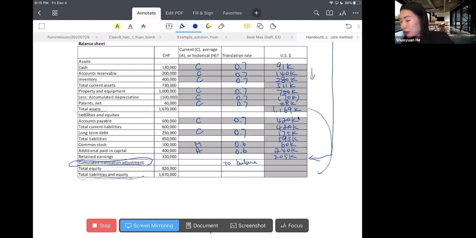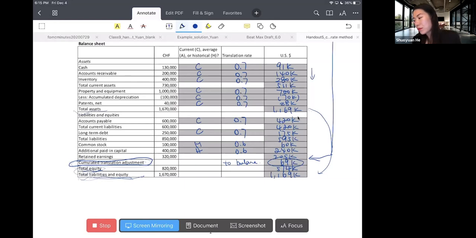Which means that your total liability and equity should be equal to 1.169 million. Which means that your total equity should be 574,000. And then in order for your total equity to be 574,000, your cumulative translation adjustment needs to be 69,000. So this is how we calculate this number.